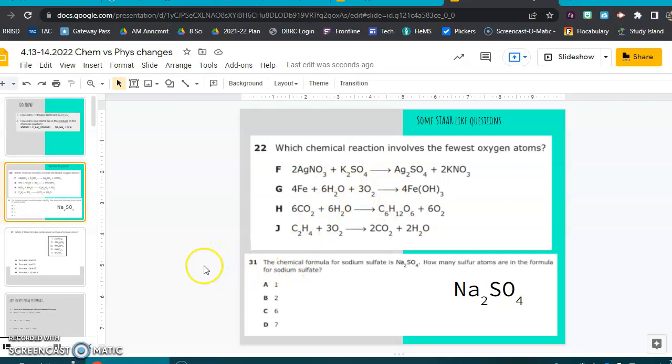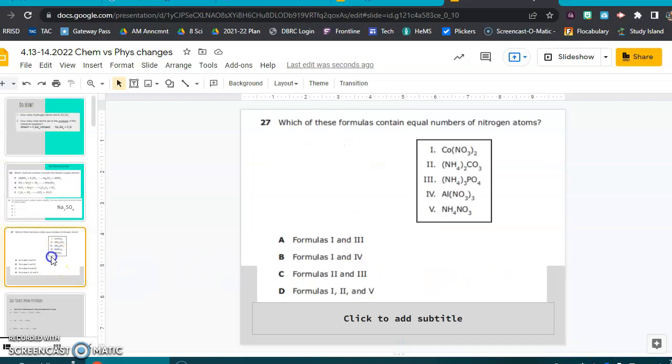The chemical formula in number 31 for sodium sulfate is Na2SO4. How many sulfur atoms? So just the S. Remember, on the periodic table, elements come in 1 capital or 1 capital and 1 lowercase letter. So these are 2 separate atoms. If I look at my periodic table, there's my S for sulfur, and I only have 1 because there's no subscript and it's just there.